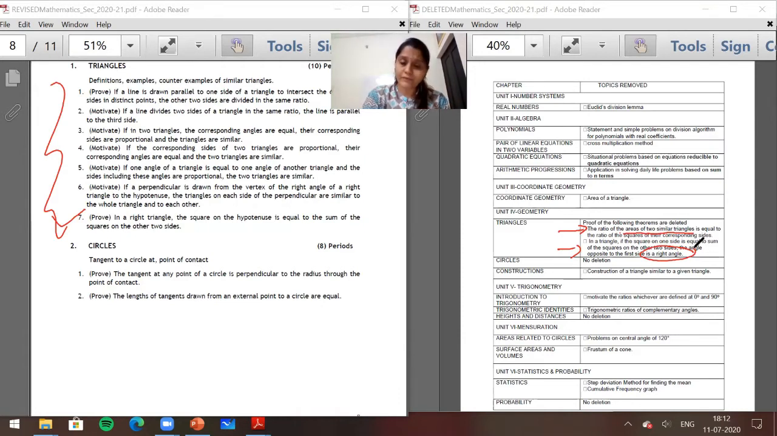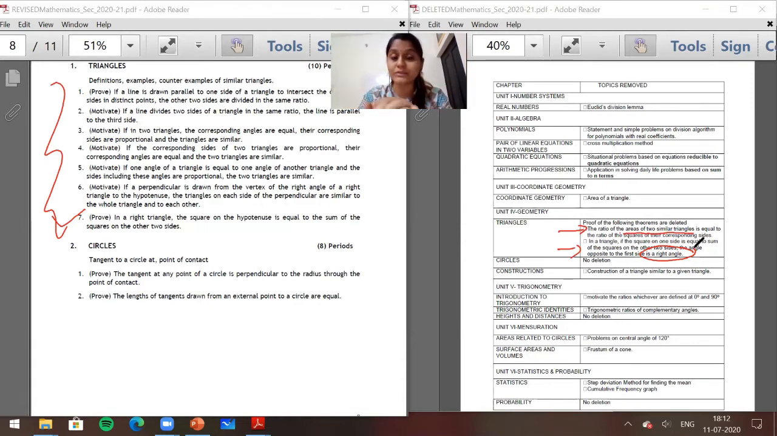Even now, proving is not there. Remember, it's not that all the questions based on these theorems are deleted. Questions are there. You need to understand the theorem properly, though you don't need to learn the proving part, but you need to understand the theorem conceptually correctly, because questions based on this theorem will be there. So it's not that the entire part is deleted.